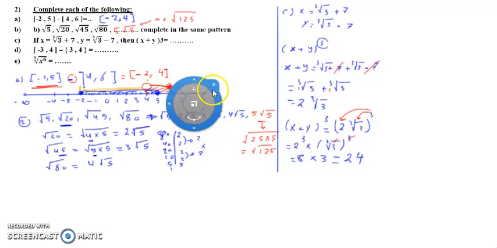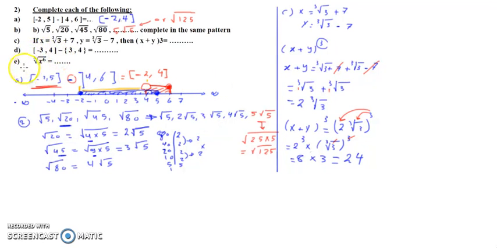So A, B, C, now we are going to solve number D. Difference of the sets negative 3 to 4 and the set 3 and 4. As you know, this means the difference: the elements that exist in the first and do not exist in the second, or the elements that exist in the first only.